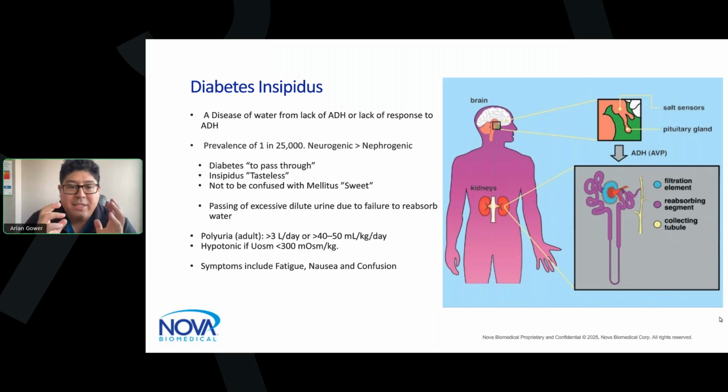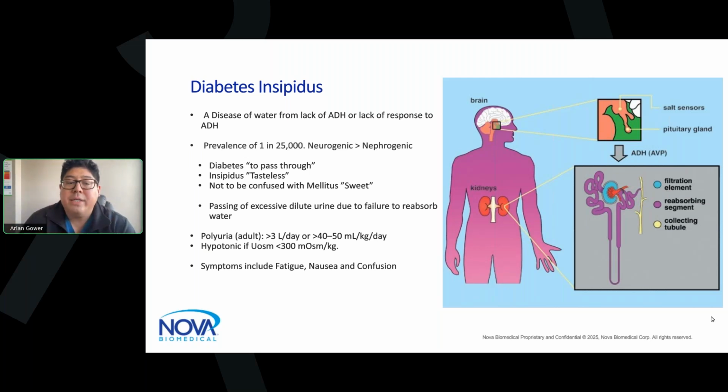Diabetes insipidus is a disease of water. Specifically, it's the lack of antidiuretic hormone or the lack of response to sufficient antidiuretic hormone. The prevalence is about 1 in 25,000, with neurogenic causes, so brain issues preventing secretion of antidiuretic hormone, being more common than nephrogenic, kidney issues preventing response to antidiuretic hormone.